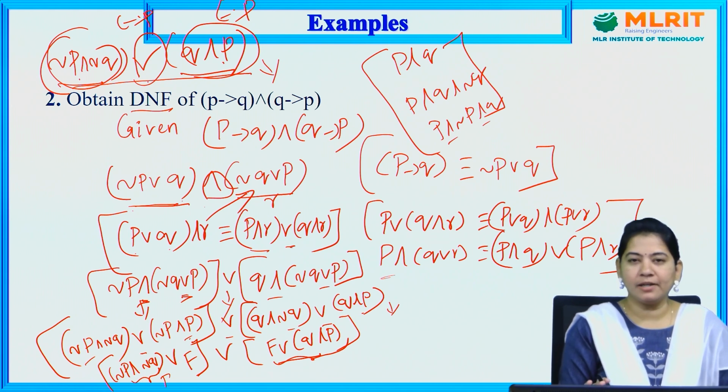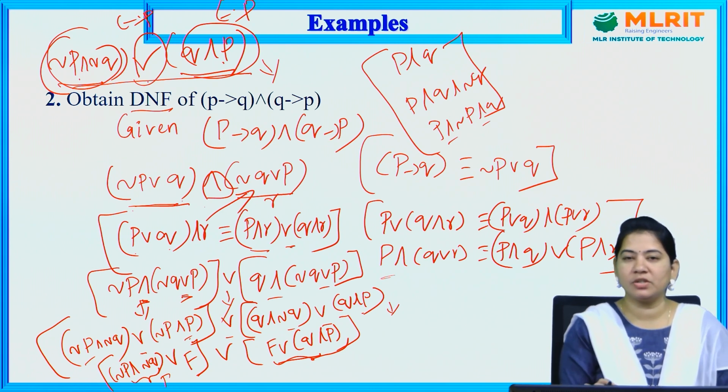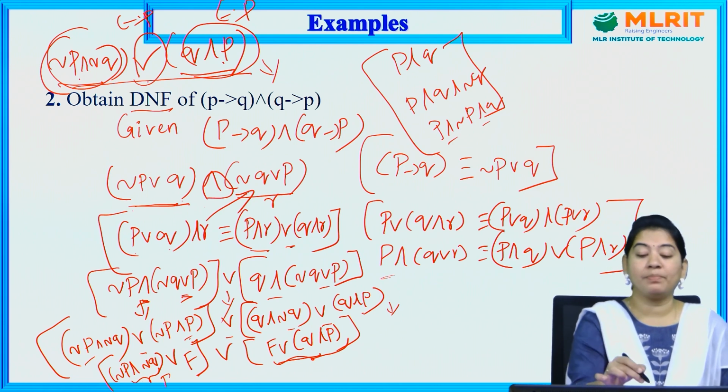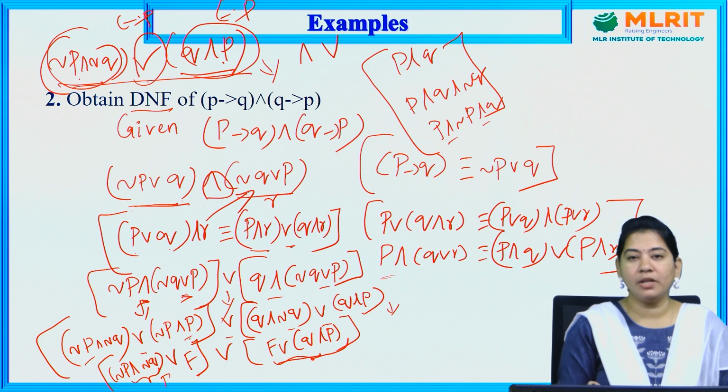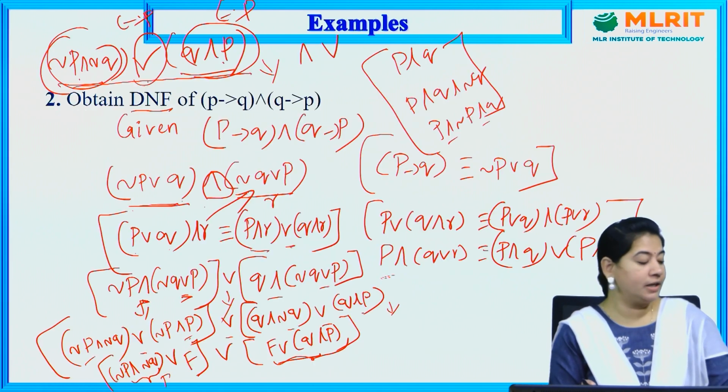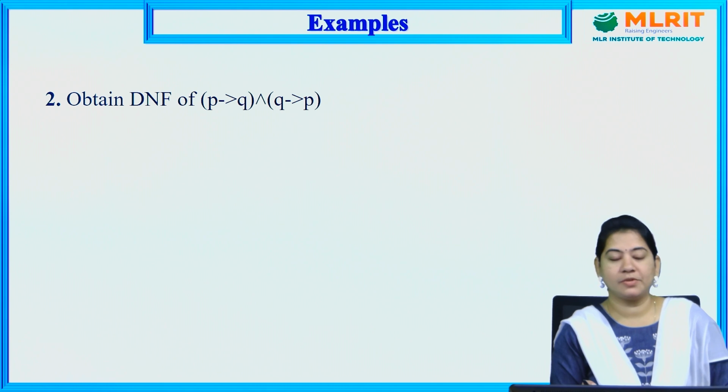So this is how you need to solve the DNF problems. DNF means sum of elementary products. If you want to solve all DNF problems, first you need to understand what is an elementary product, what is an elementary sum, and the representation of product and sum also. Then you will be able to solve it. This is how you need to solve all the DNF problems.